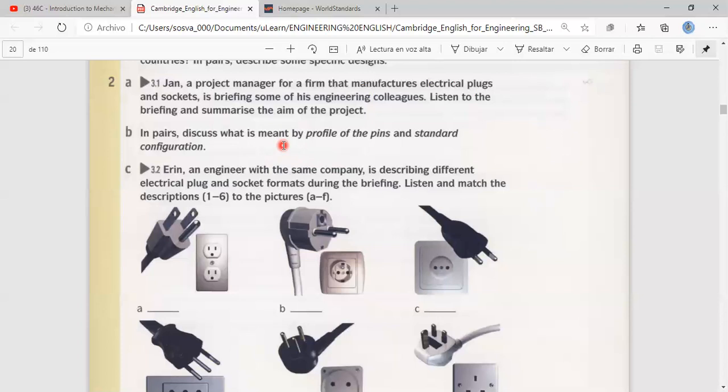Great. In this case, I think all is exactly similar, with a similar function as the old blocks, right? Yes, it's the same. So the profile of the pins means the shape of the individual pins, for example, a rectangular cross-section or a circular cross-section. And the standard configuration means a uniform arrangement. That means, for example, in a given country, all the plugs have a standard layout, exactly the same, like here in Mexico.